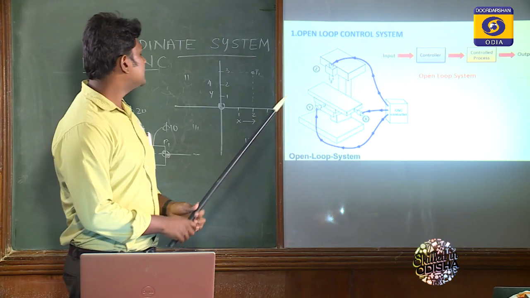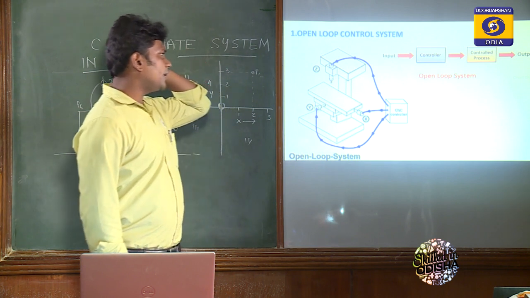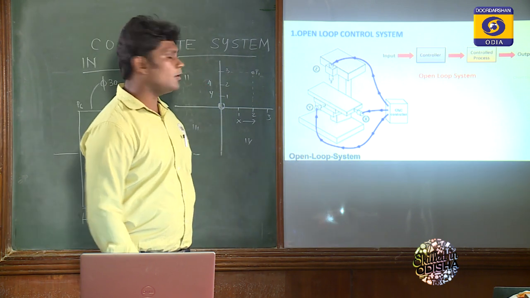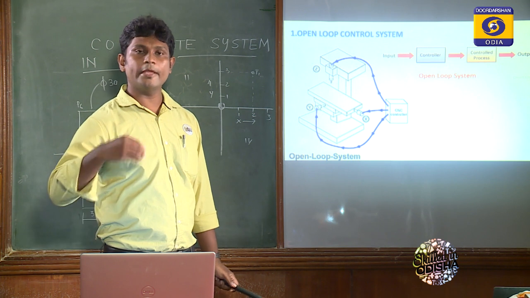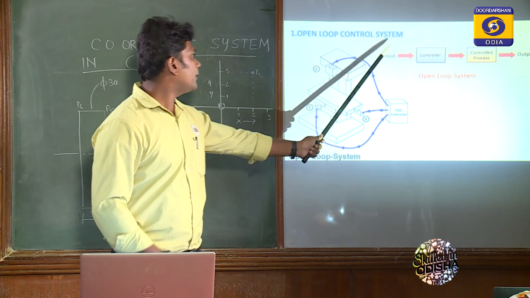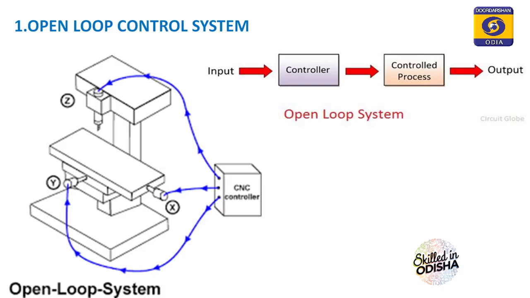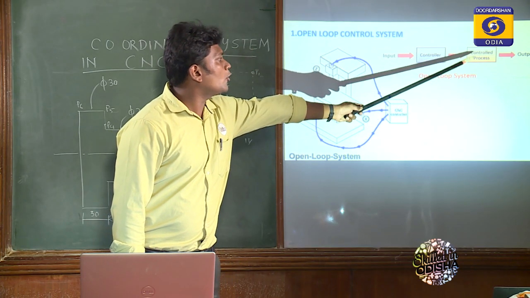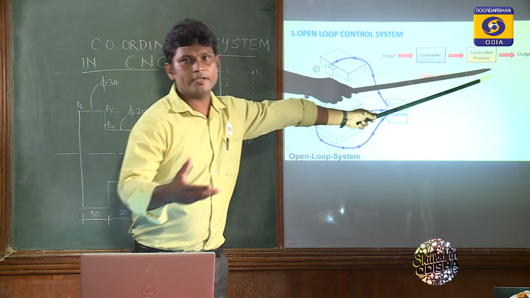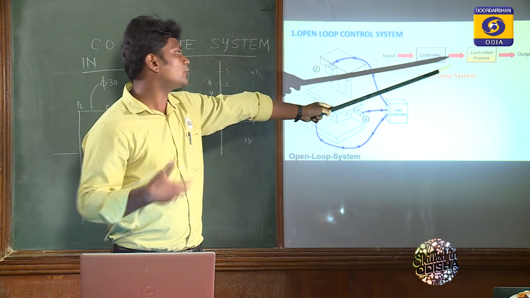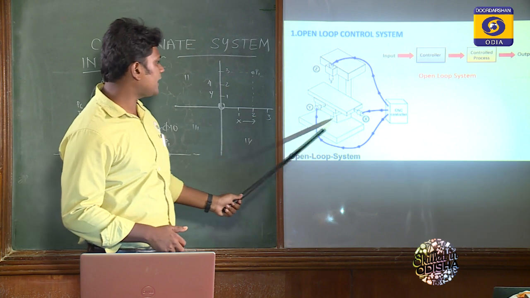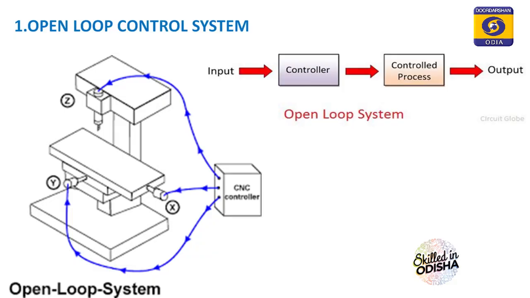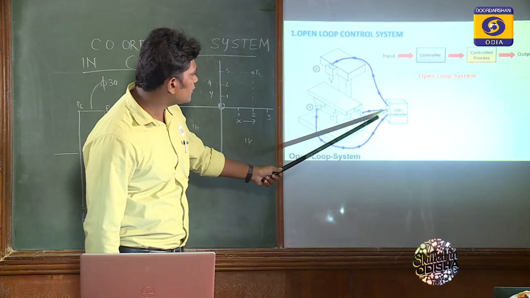Now we'll see what the open loop control system is. As in the diagram, we have to give some input as the program to the controller. The controller converts that program to an electronic or electrical signal, and it gives it to our drives. Then the drives give the motion to our guide ways or the cutting tool, so the actual cutting operation will be carried out. Here in this diagram, this is the CNC controller. This gives the electronic signal to our drives.